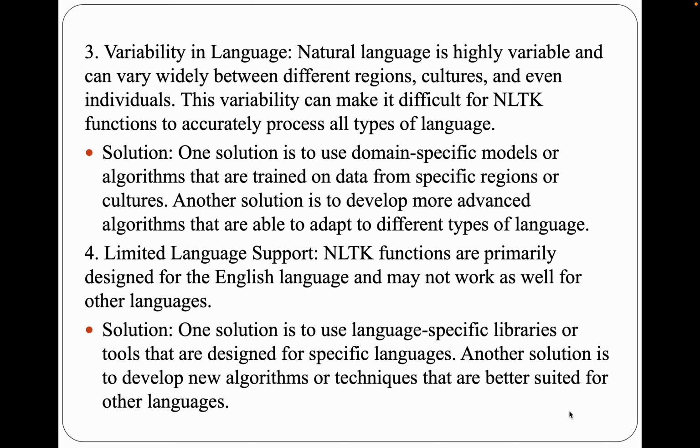And the variability in language. Natural language is highly variable and can vary widely between different regions, cultures, and even individuals. This variability can make it difficult for NLTK functions to accurately process all types of data and language. So the possible solution is to use domain-specific models or algorithms that are trained on data from specific regions or cultures. And another solution is to develop more advanced algorithms that are able to adapt to different types of language.